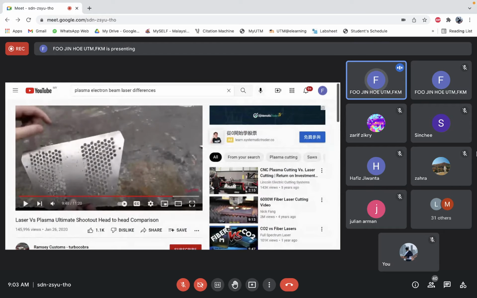Other than that, welding techniques, like for example this beam, are not just able to actually join material. You can use it to cut material as well.